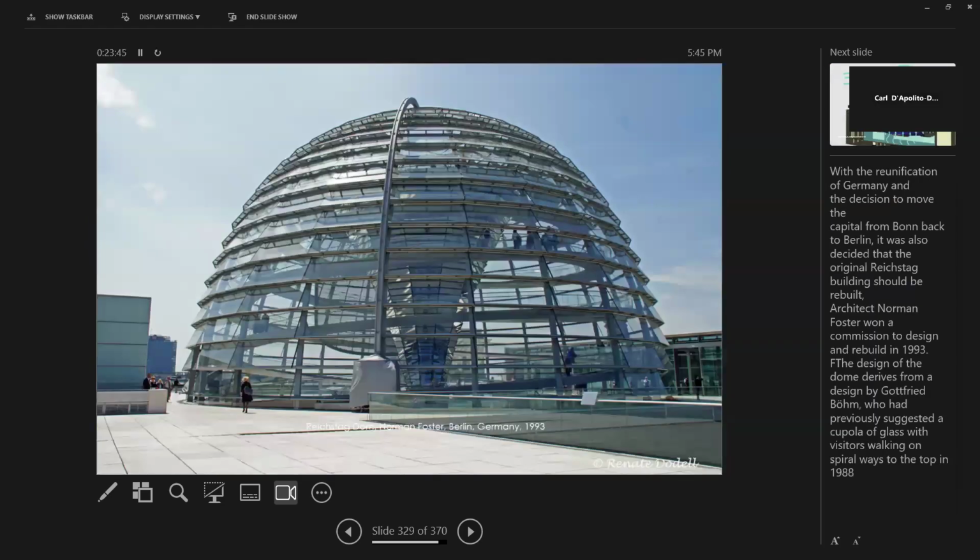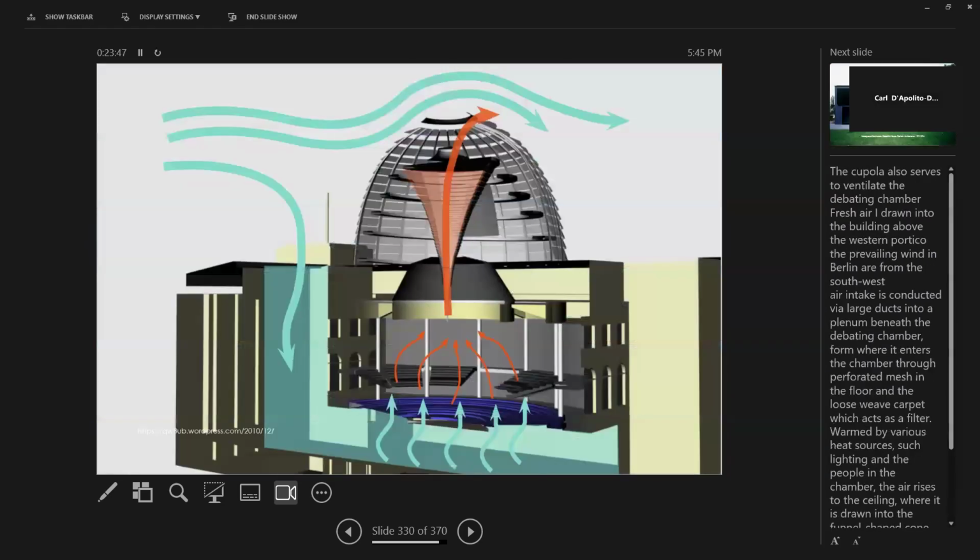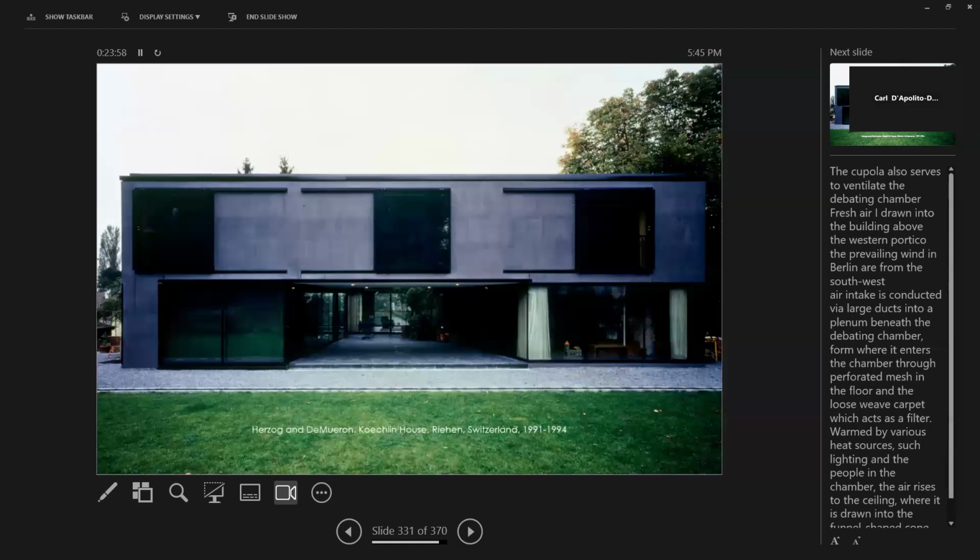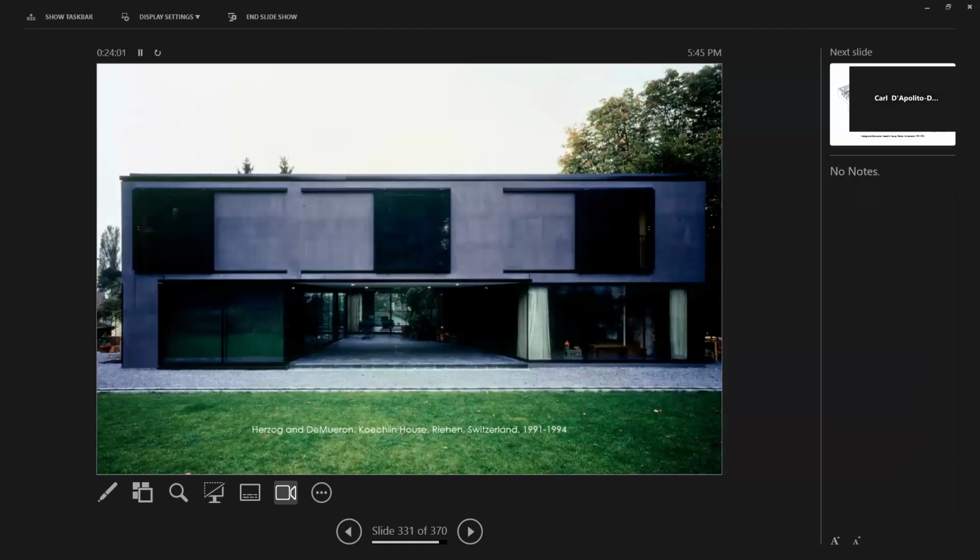And then also the Reichstag Dome in 1993, by Norman Foster, where air comes in the back and goes into this plenum and then is heated by people and lights and then drifts up through the dome. By the way, this one has not been analyzed for natural ventilation.